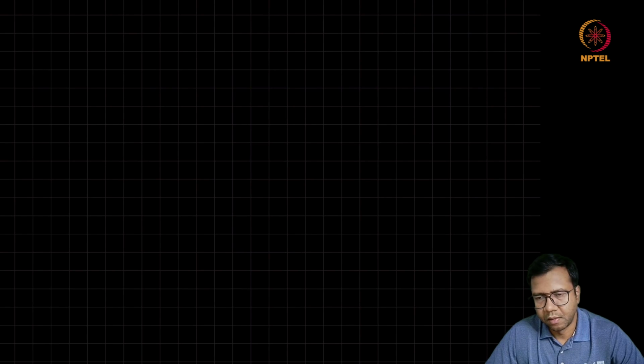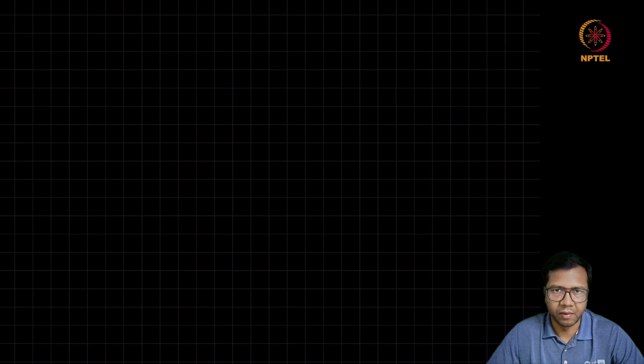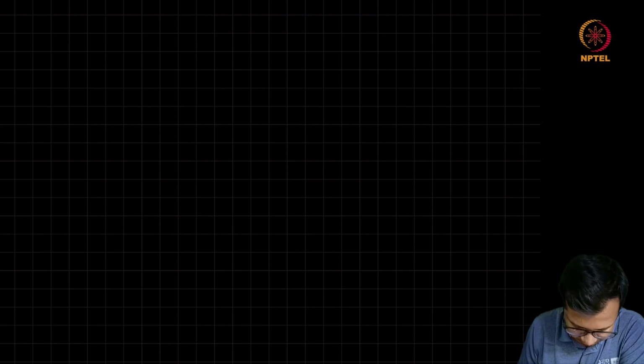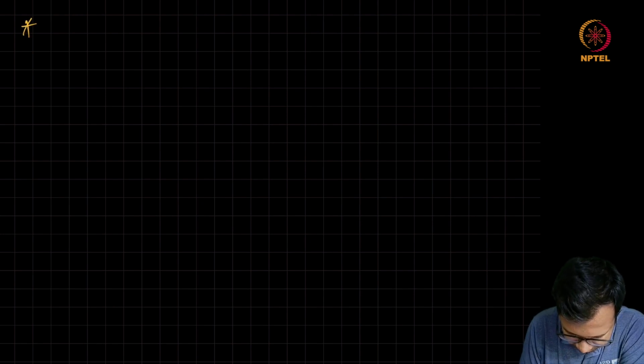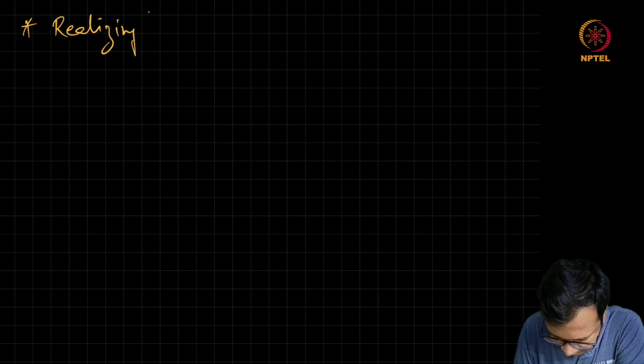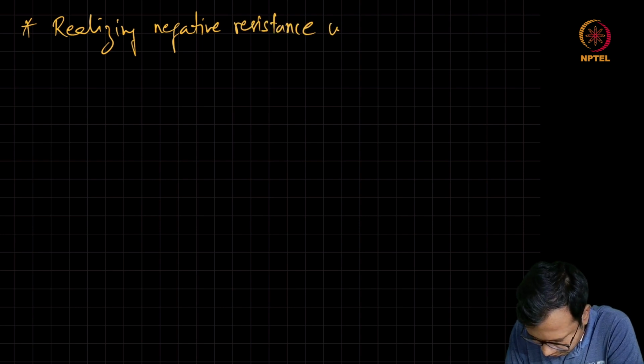So far we have seen we can use a pair of transistors which are connected in a cross-coupled manner to realize a negative resistance. Now we will try to understand if a single transistor can also be used to realize a negative resistance. Realizing negative resistance using a single transistor.